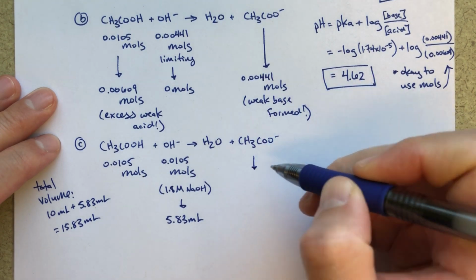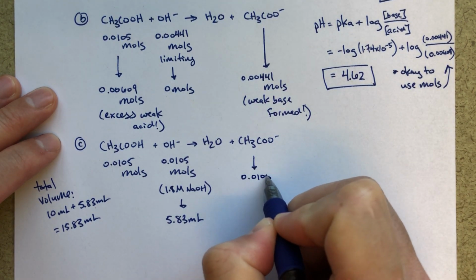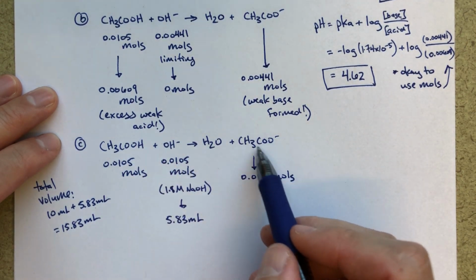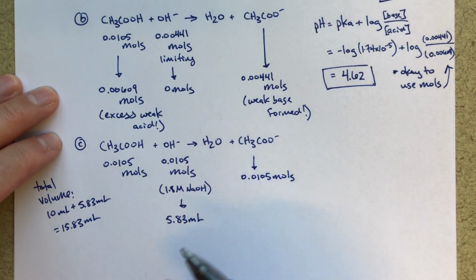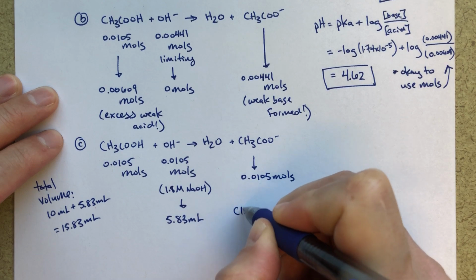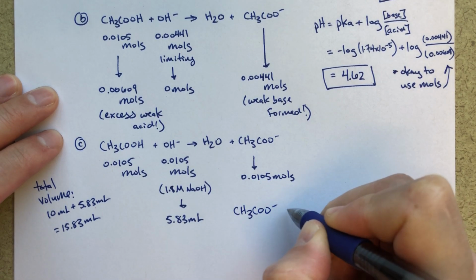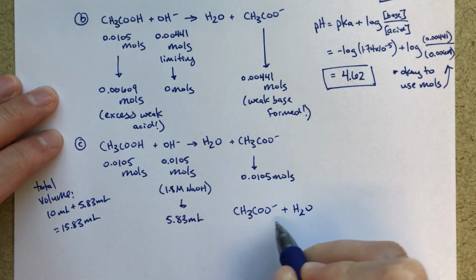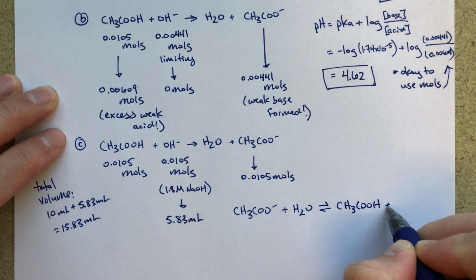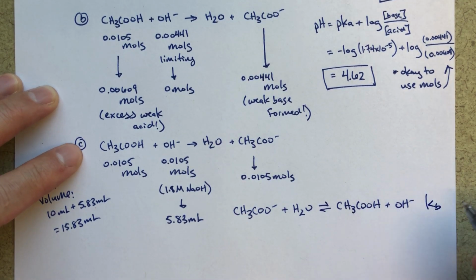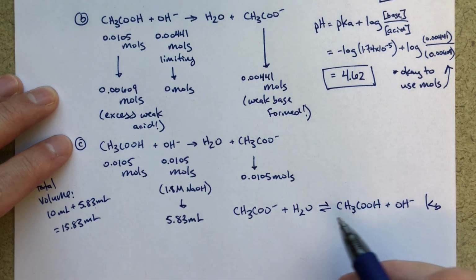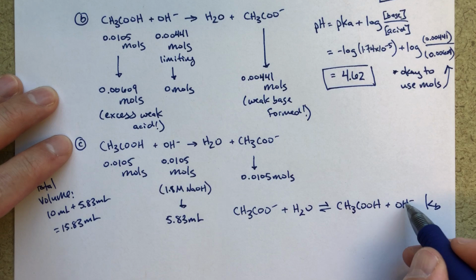So this weak base, 0.0105 moles, will be formed. So as this gets consumed, we're forming a weak base. And then that weak base will then continue on to react in a Kb type reaction, so CH3COO minus. That's going to be what's present at equilibrium, and that's a weak base. Since it's a weak base, it will participate in this Kb type reaction and dissociate a little bit, or I guess react with water, to form some OH minus.